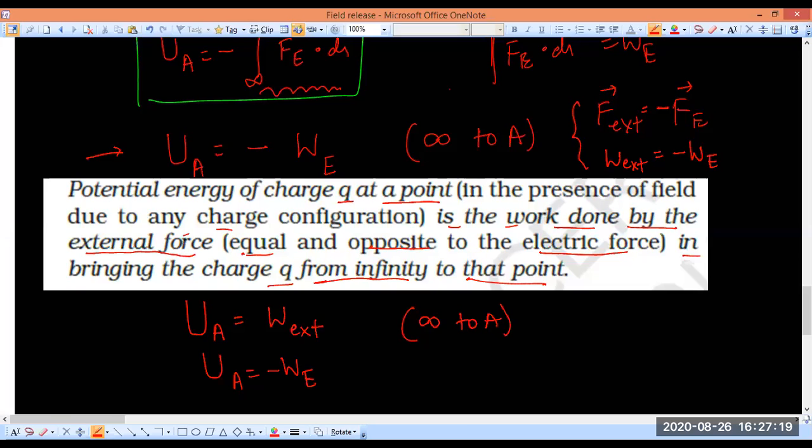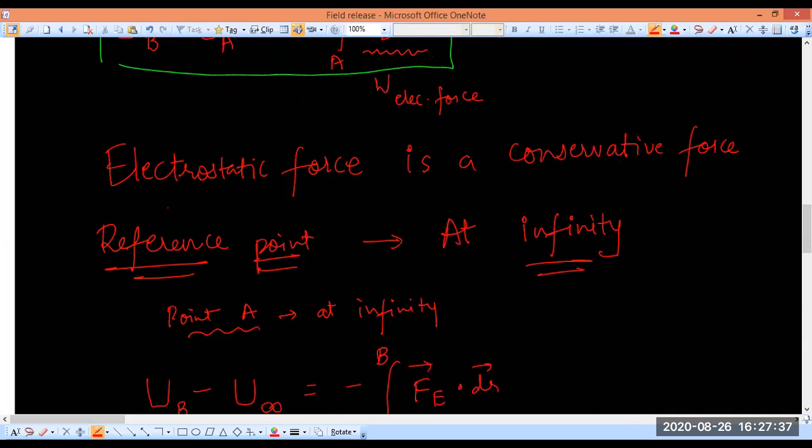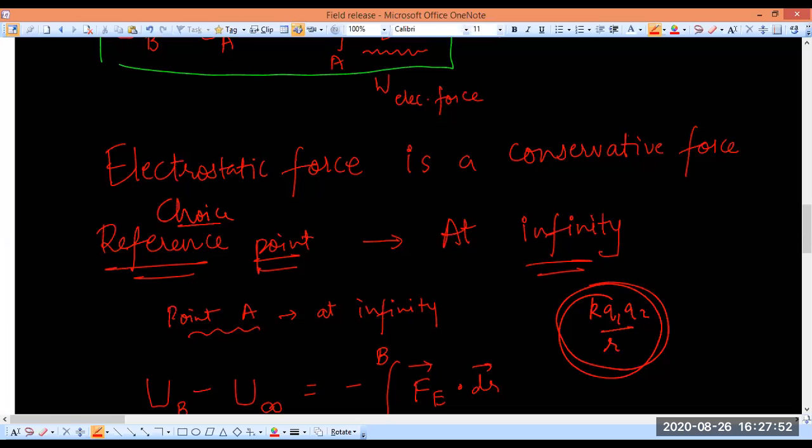Right now we have had some questions. Sir, it is same as the gravitational one. Yes, exactly. Another question: can we take B as reference? Actually we can take any point as reference. I hope everyone remembers that the reference point is actually our choice. But if we want a nice simple formula, that is K Q1 Q2 by R, then we should take reference at infinity. Otherwise you can take reference at B. The formula will be slightly different.